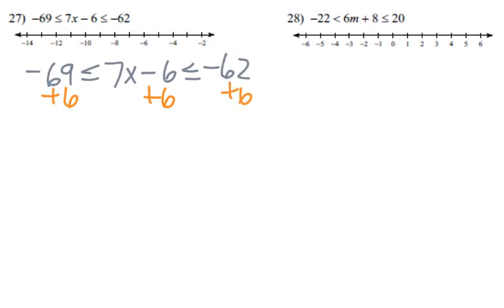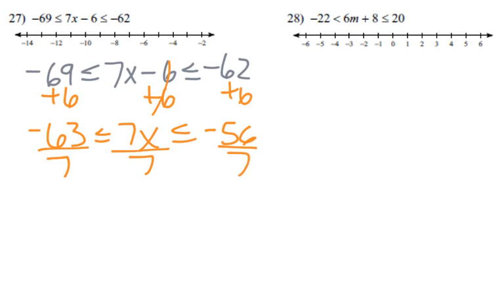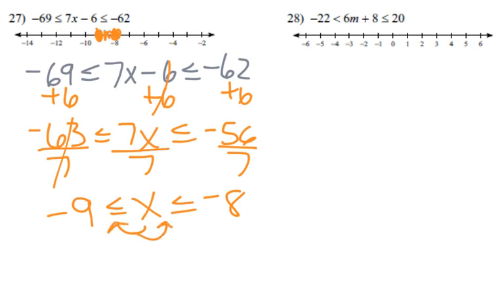So negative 69 plus 6 is negative 63, is less than or equal to 7x, because that became 0, is less than or equal to negative 62 plus 6 would be a negative 56. Divide everything by 7, and we get negative 9 is less than or equal to x is less than or equal to negative 8. So, at negative 8 we have a filled in circle. At negative 9 we have a filled in circle. X is bigger than 9 but smaller than 8, so we shade in between. And it's just that small section right there.